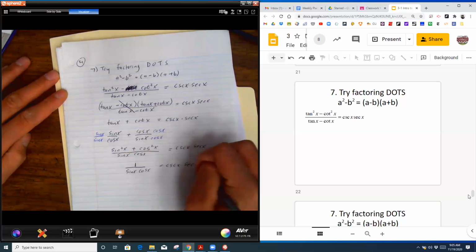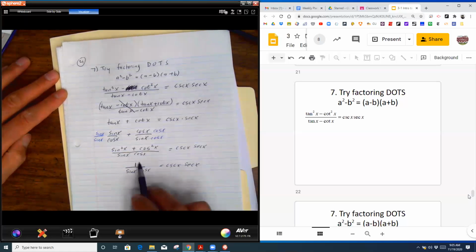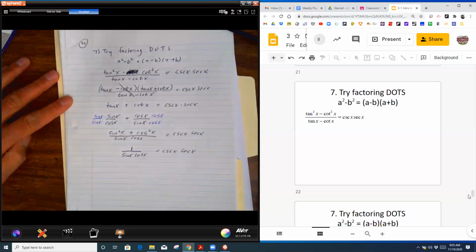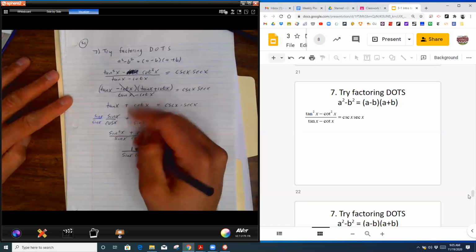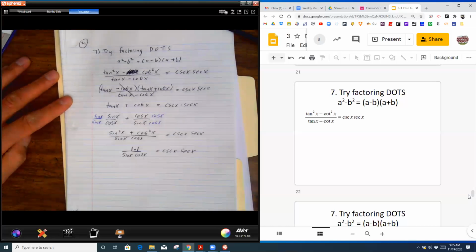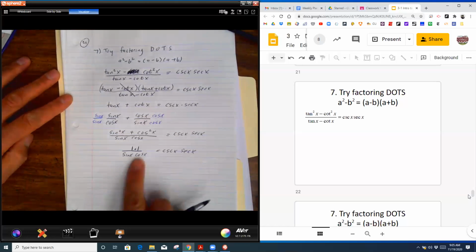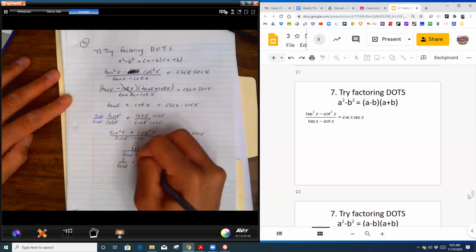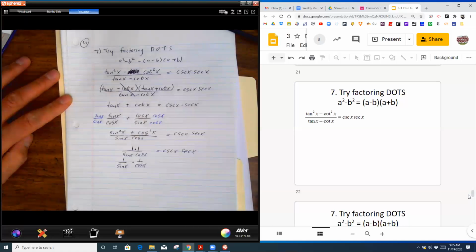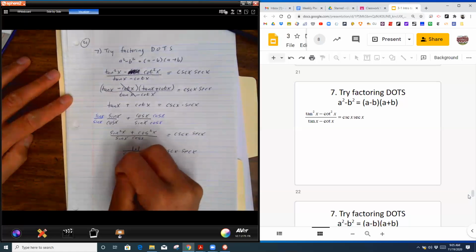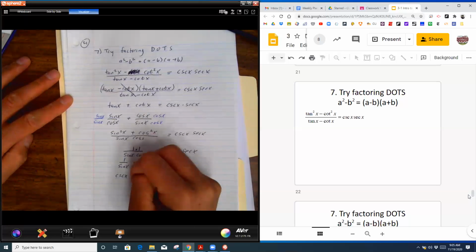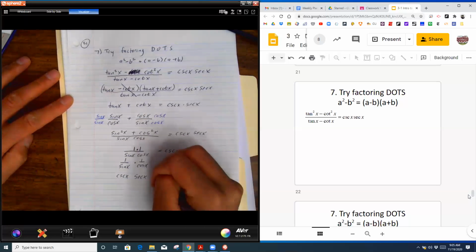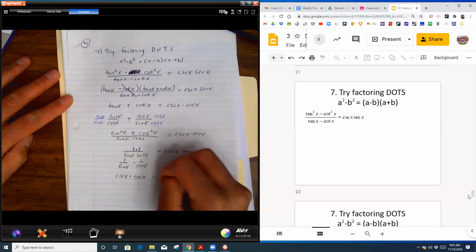And now it's starting to look more like the right side because we have 1 over sine and 1 over cosine. It's just not written like that. But 1 is a factor of any number, especially 1. So we could factor this as 2 separate fractions. And then 1 over sine of x is equal to cosecant of x, and 1 over cosine is equal to secant of x. And that's what we were trying to prove.